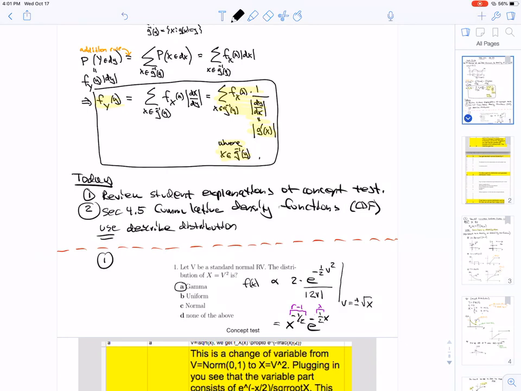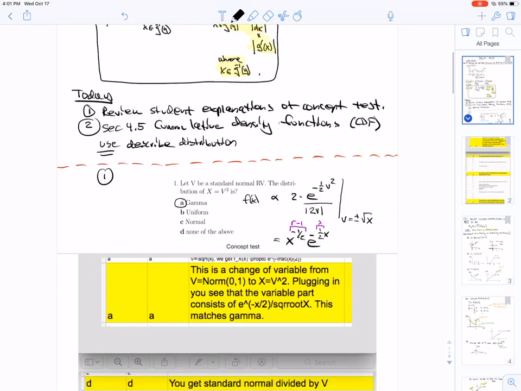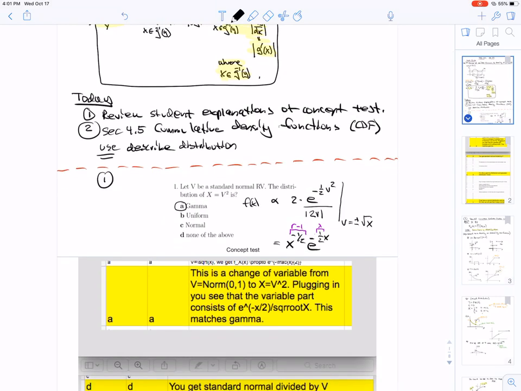So today we're going to do, first, we're going to go over some of your explanations from the concept test, and this is to provide you with some different points of view on how to solve that problem we did last time. And the cumulative density function, the CDF, we're going to discuss from section 4.5, its main use being to describe a distribution.